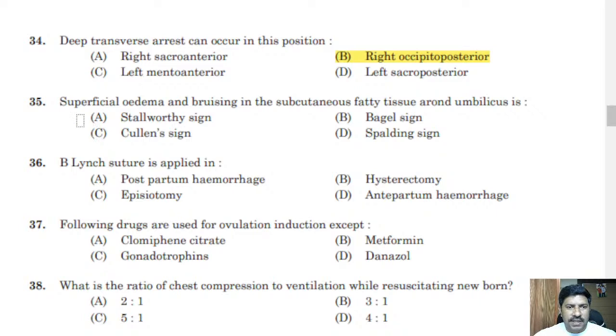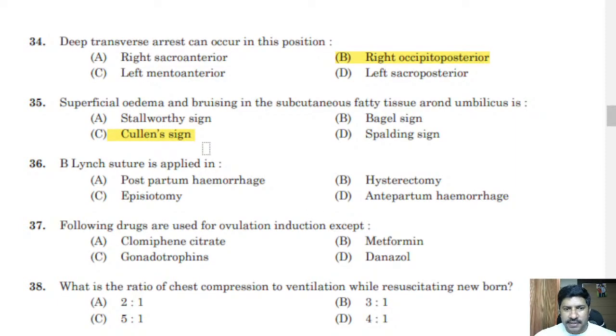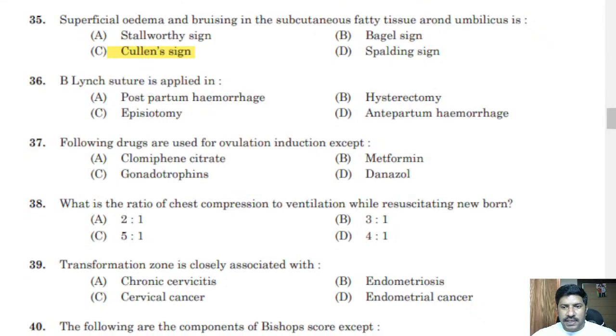Then 35th question, superficial edema and bruising in the subcutaneous fatty tissue and around the umbilicus. It is Cullen sign, usually seen in pancreatitis. Then 36th question, B-Lynch suture is applied in. Correct answer is postpartum hemorrhage. To reduce the postpartum hemorrhage, B-Lynch suture will be applied, that will compress the bleeding artery and reduce the bleeding.